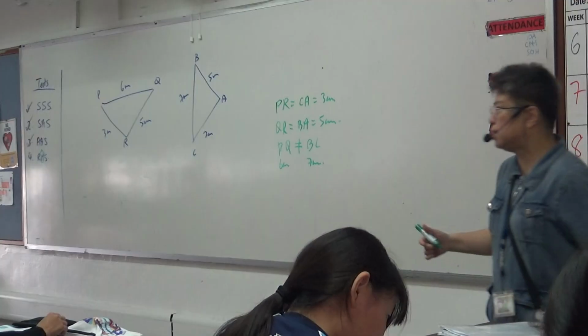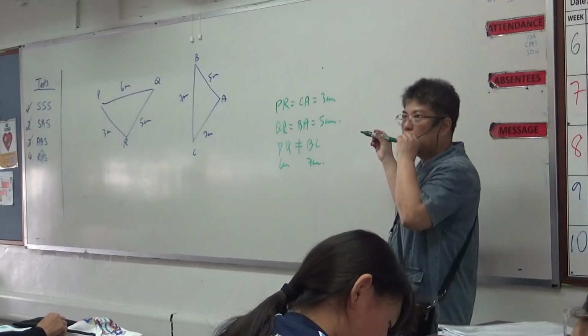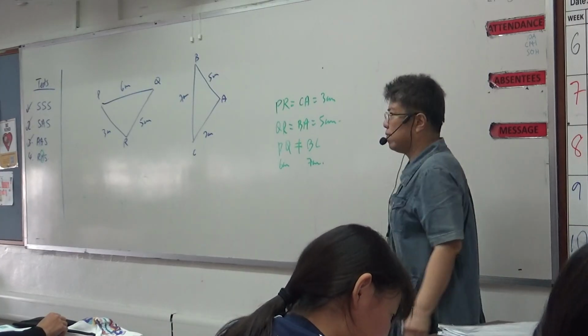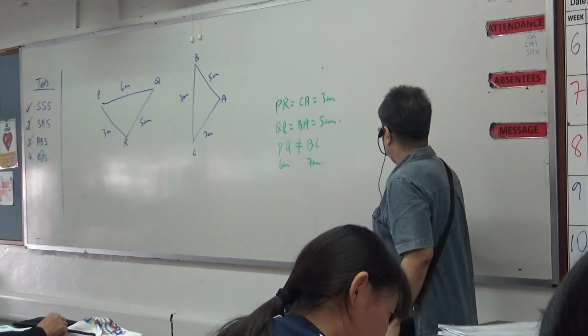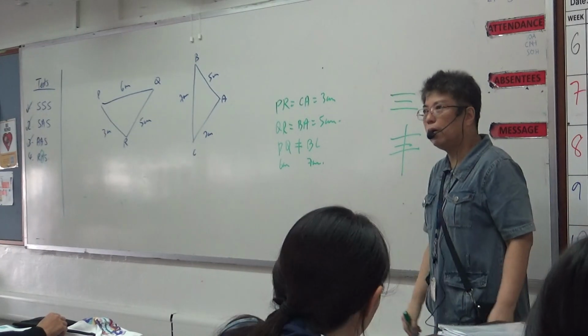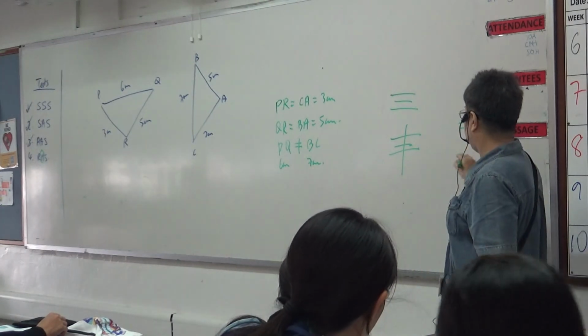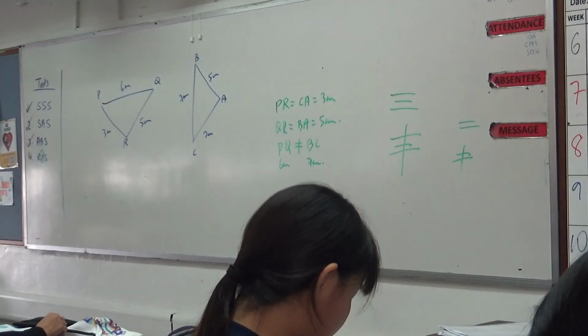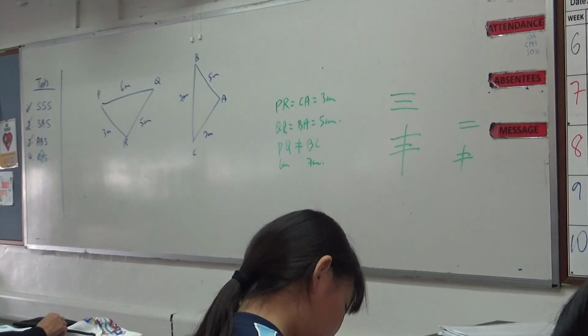Now, let me give you another symbol. Ladies and gentlemen, congruent is like that, right? If I do like that, it means what? Not congruent. Just like equal, and like that means not equal. Everybody clear now?